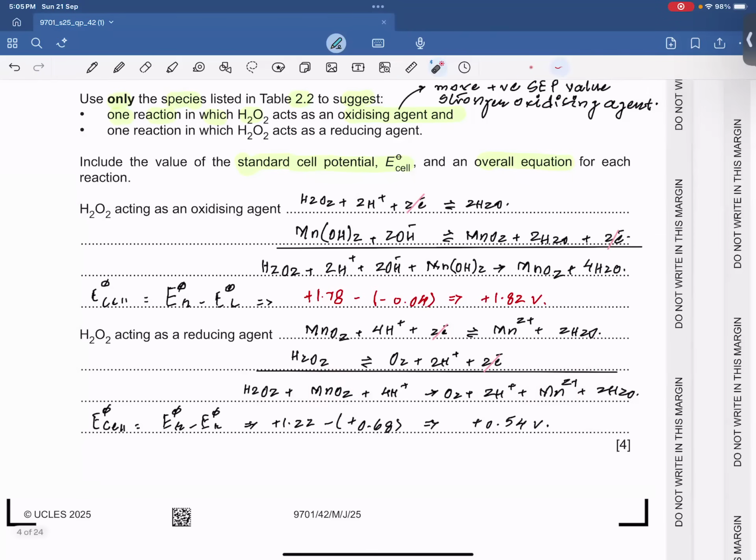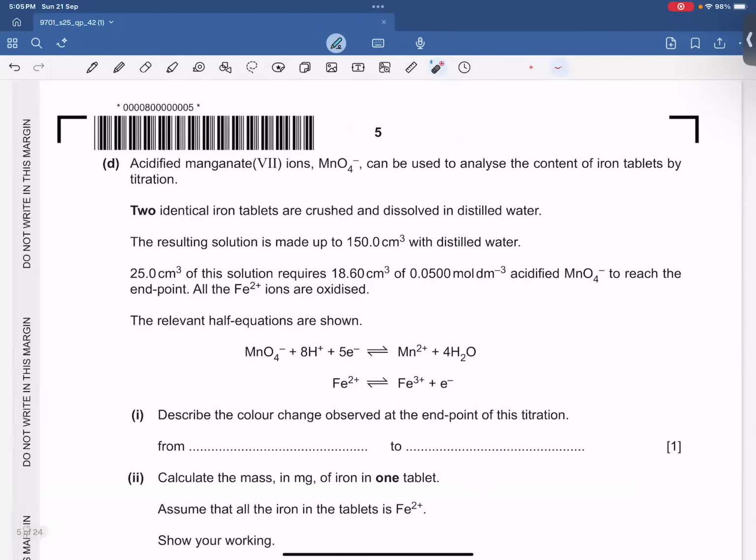Let's move on to the next part of the question. That seems like a very, very huge, lengthy question. Acidified manganate(VII) ions can be used to analyze the content of an iron tablet by titration. That's what you have done in O Levels ATP, in AS practicals, and with me in AS theory also. By the way, acidified manganate(VII) ions have a purple color, and it is also acting as an oxidizing agent.